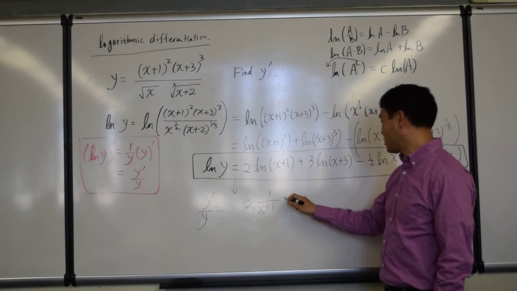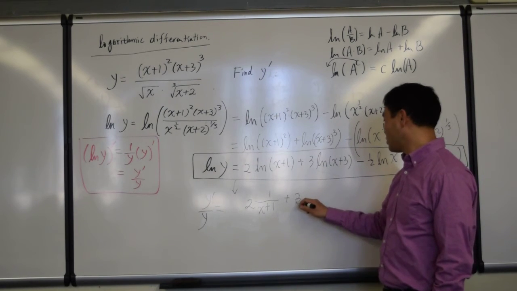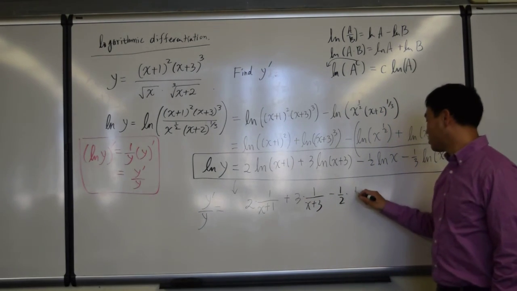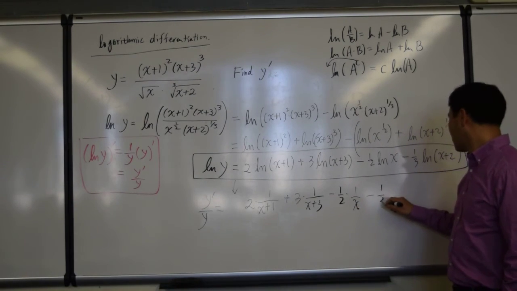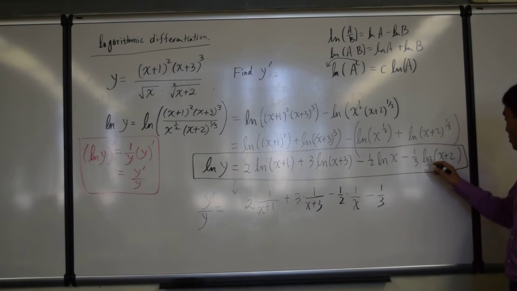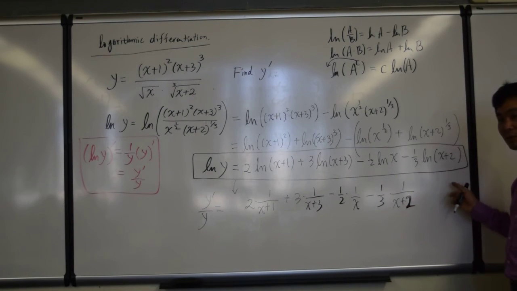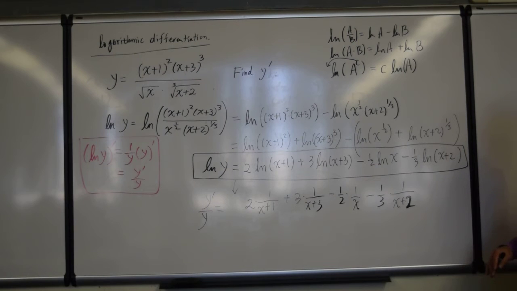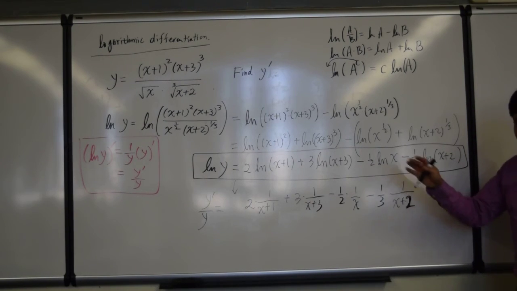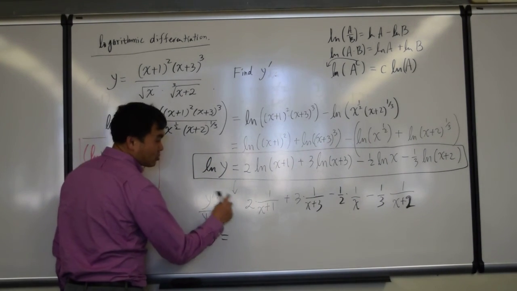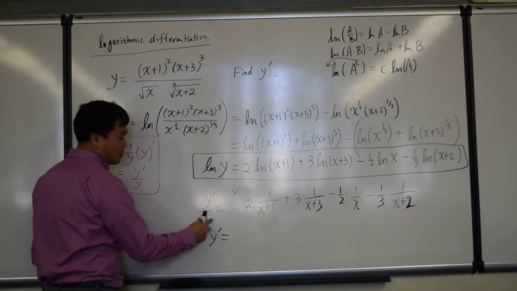It's just this, and then this one differentiates to 3 times 1 over x plus 3, minus 1/2 times 1 over x, minus 1/3 times, if you differentiate this using the chain rule, log x differentiates to 1 over x, so log of x plus 2 differentiates to 1 over x plus 2, and when you pull this out and differentiate the inside function, you get 1. So this is what you get, and therefore, what is y prime? y prime is finally this multiplied to the right side, right?